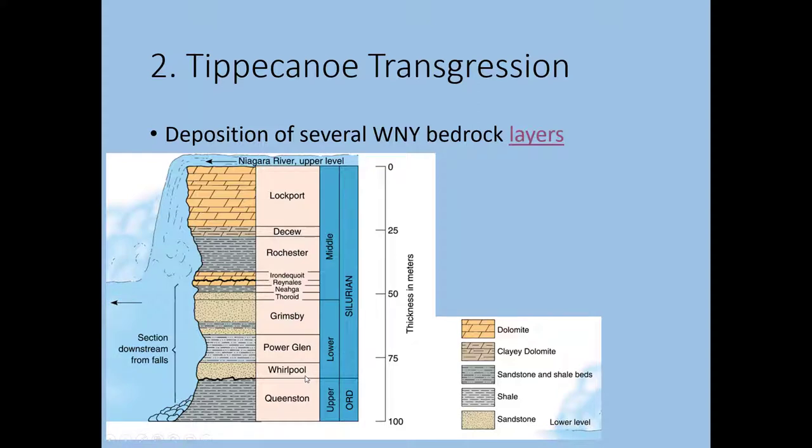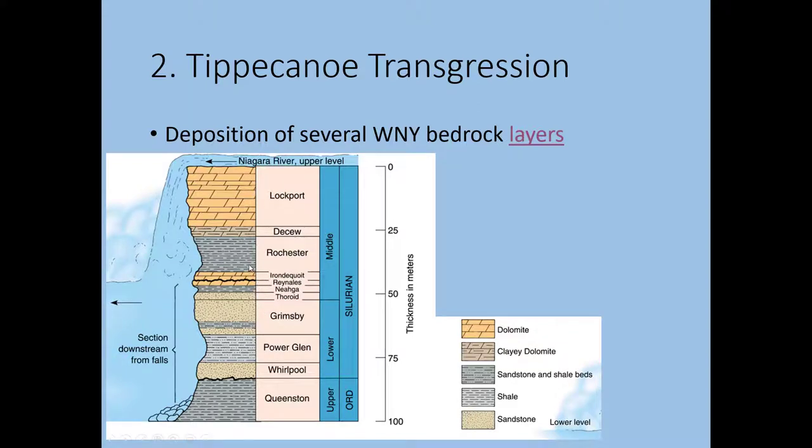When we learn about the geology of the Rochester Gorge, in your second to last lab, you're going to actually see the Grimsby and the Thorold sandstones and the Reynales limestone. So these are rock layers that are locally important. The Grimsby sandstone is actually used in tons of buildings in Rochester, New York.